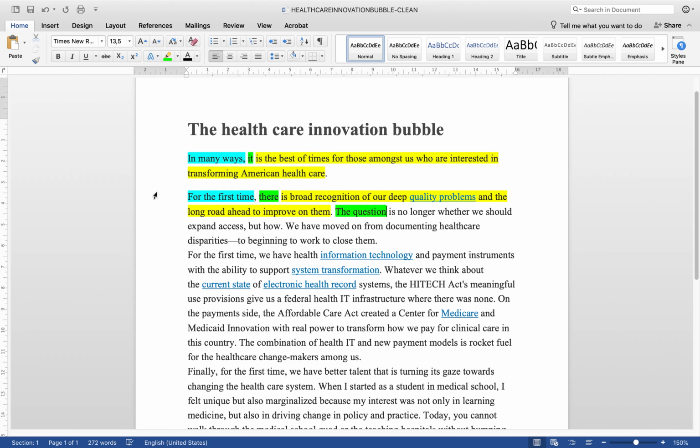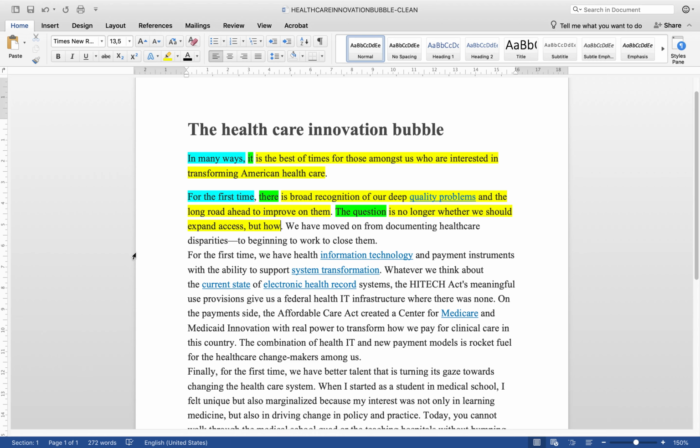Had this been the topic of the first sentence, everybody would have thought, what question? Huh? But now, when it's in the third sentence, you can start thinking, okay, I kind of understand where this question comes from because things have changed. In many ways, it is now the best time, and for the first time, things have changed. What has changed? Well, the question. The question is no longer whether we should expand access, but how. So the question is the topic, and the focus is no longer whether we should expand access, but how.